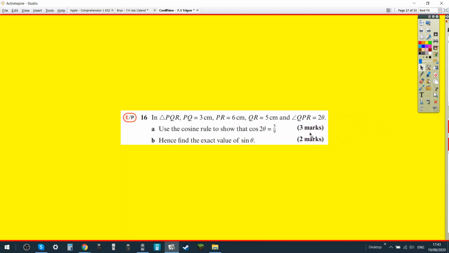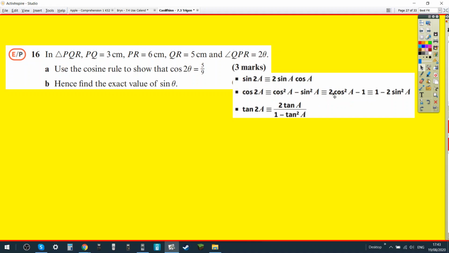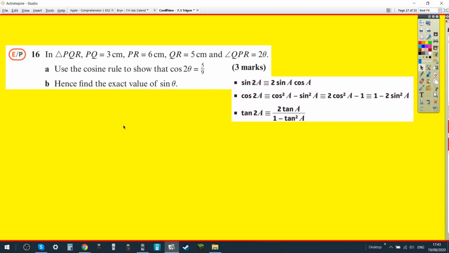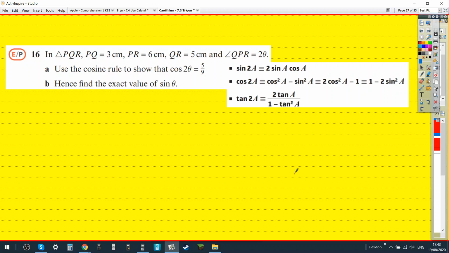This is applying it to geometry. Okay, let's do it. Do we have to draw a sketch? Couldn't hurt, I suppose. Triangle PQR.